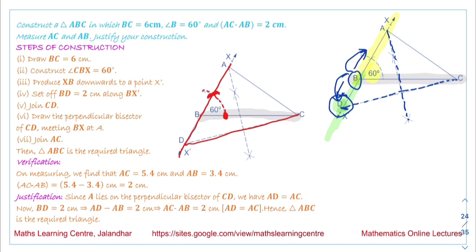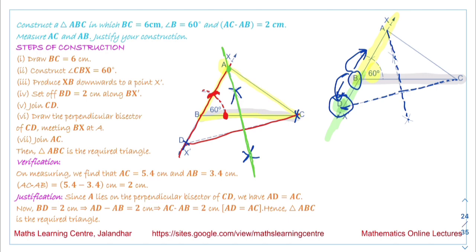Then we have drawn the perpendicular bisector, which means we keep the compass at C and draw these two arcs. We keep the compass at D and draw these two arcs. When we join these 2 points, the point where it intersects with this line BX, we call this point A over here. So we have obtained this triangle ABC.